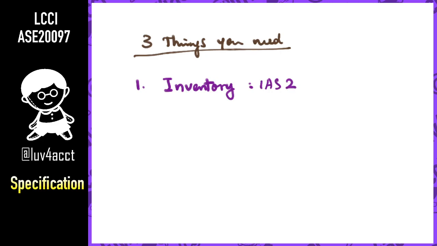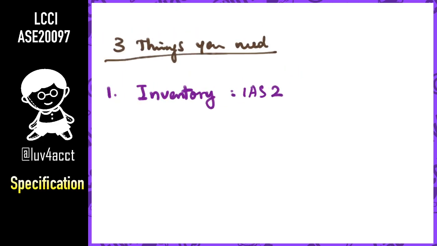IAS 2 Inventory. Let me also put the most important point here, that is lower of cost or net realizable value. So this is one thing we need to learn. Usually this part appears in the extended trial balance, how we are going to adjust for impairment of inventory. So number 2 that we need to add would be extended trial balance.